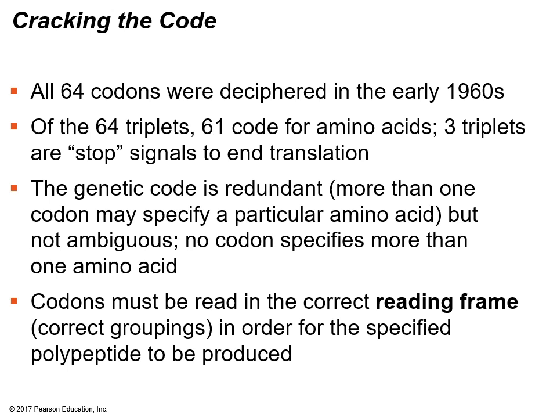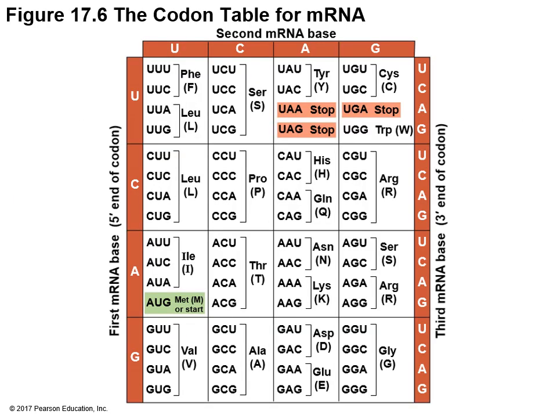The genetic code is redundant. More than one codon may specify a particular amino acid, but not ambiguous. Every codon is going to specify a certain amino acid. Codons must be read in the correct reading frame in order for the specified polypeptide to be produced. The reading frame is referred to as the correct grouping. This is a codon table for mRNA used to find the amino acid sequence for the protein.